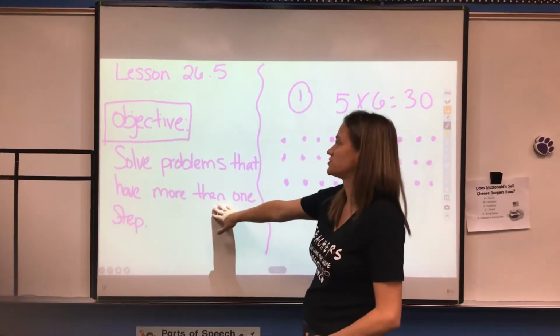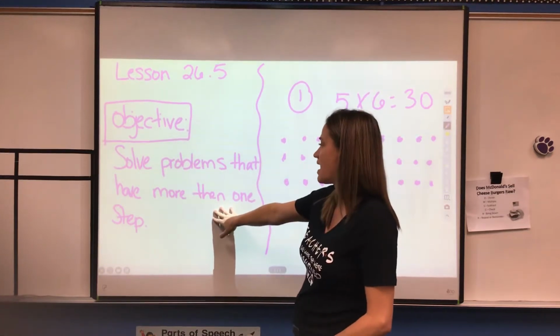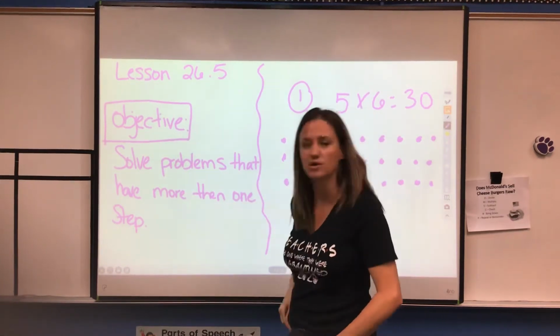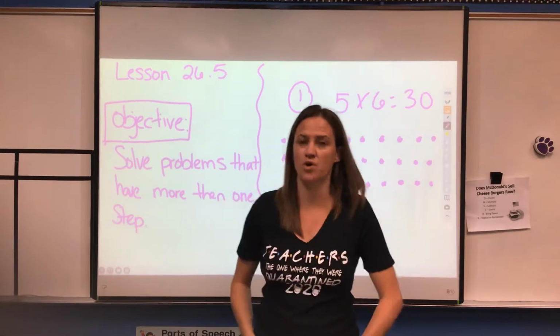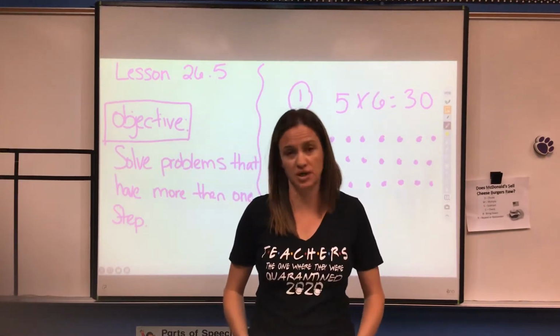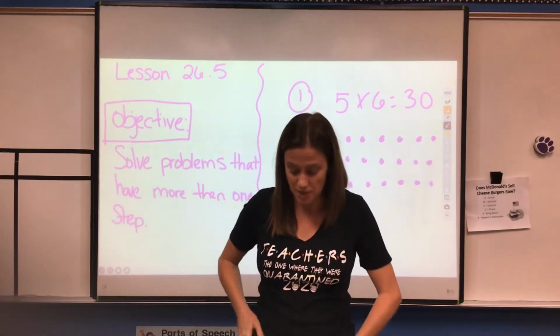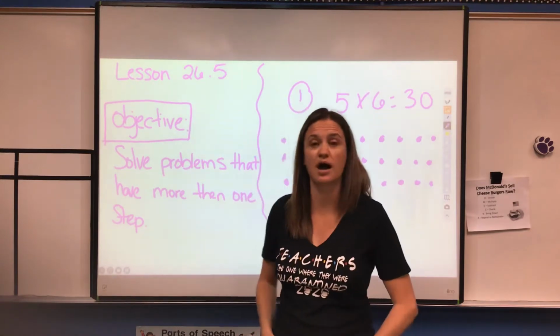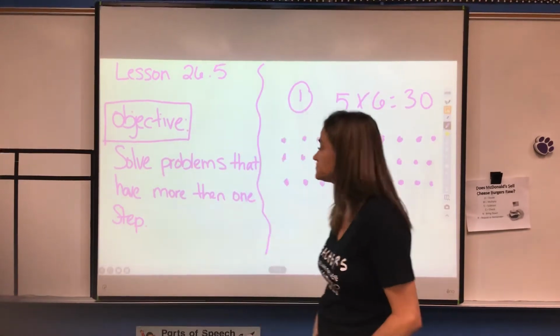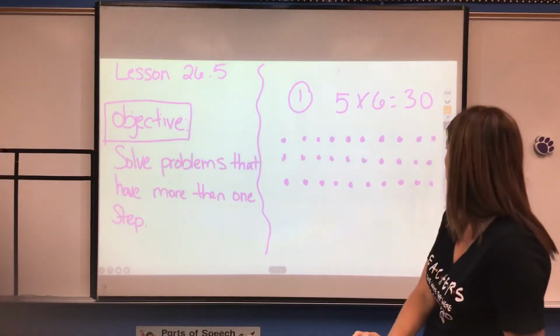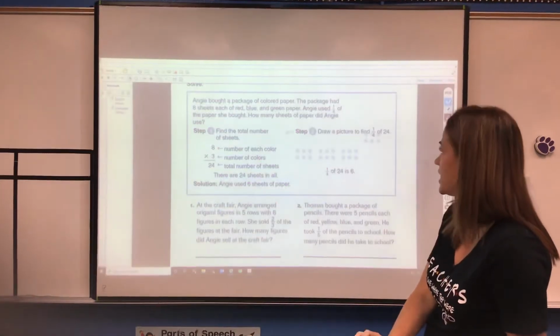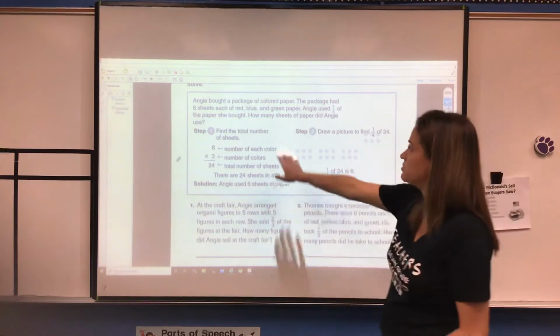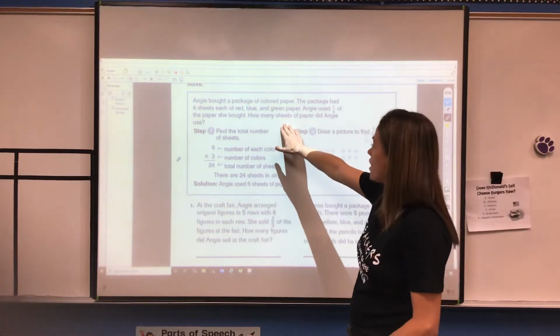Our objective for today is to solve problems that have more than one step. We do this almost daily with our word problems. Most of the word problems that we will run into have more than one step, but some of these problems are going to have fractions in them, so we're going to go ahead and review at least one or two problems together. If you look on your homework sheet for today, it says Angie bought a package of colored paper.